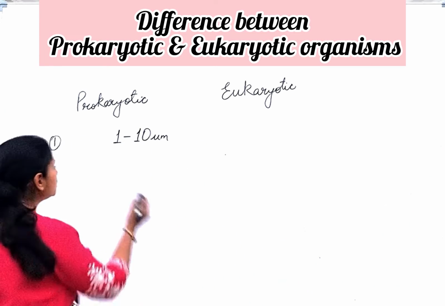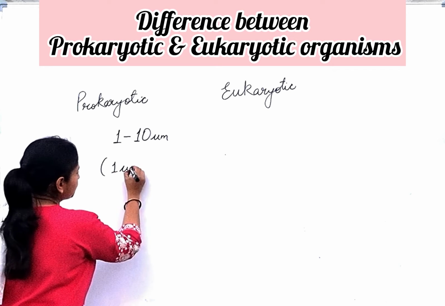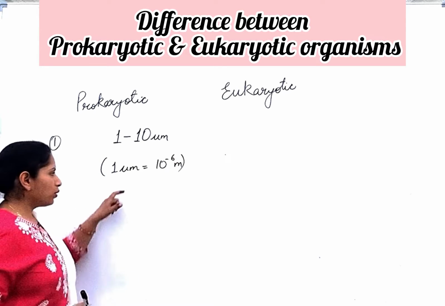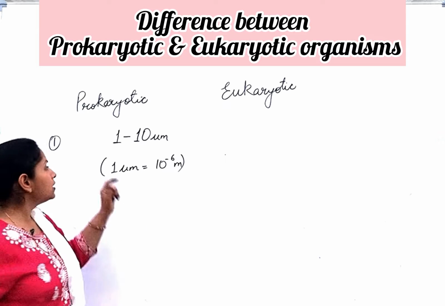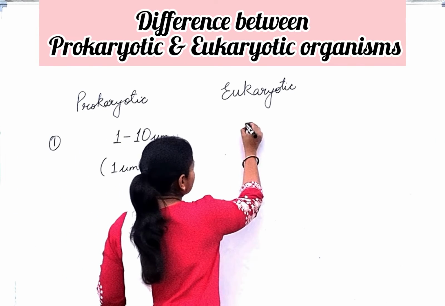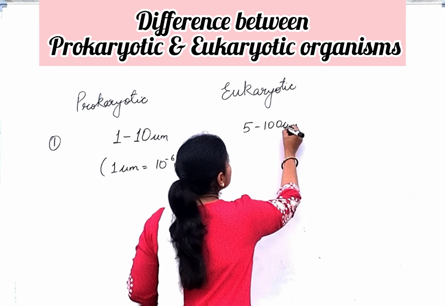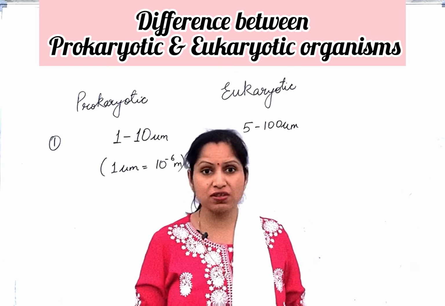What is a micrometer? 1 micrometer means 10 to the power minus 6 meters. Wherever the word micro is there, that refers to 10 to the power minus 6. Okay. And in case of eukaryotic organisms, the size of the cell is approximately 5 micrometer to 100 micrometer. Okay, that is the size of the cell.